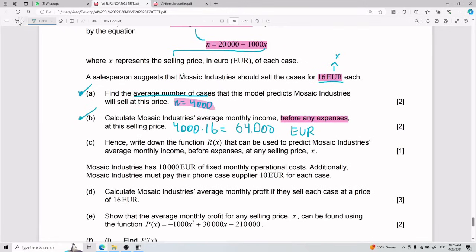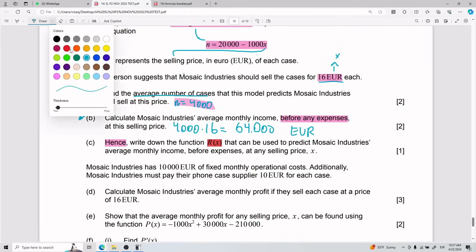And then part C, they tell us that hence, so because it's hence, you need to use everything from before, so that's good. Write down the function R of x that can be used to predict Mosaic Industries' average monthly income before expenses at any selling price x. Now notice, technically what they're saying is, okay, so what you did for part A and part B, give me a function that I can always use. So what did we use for part A and part B?